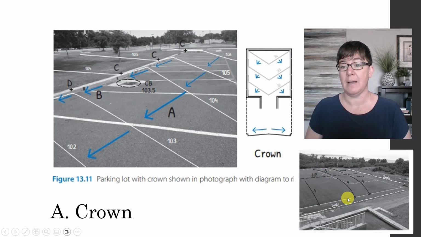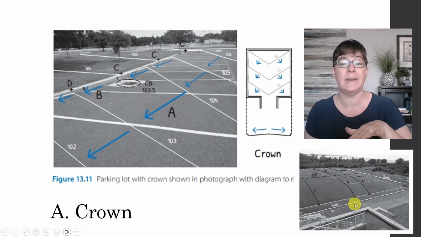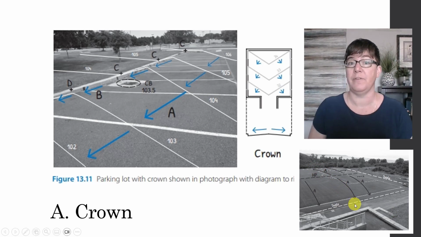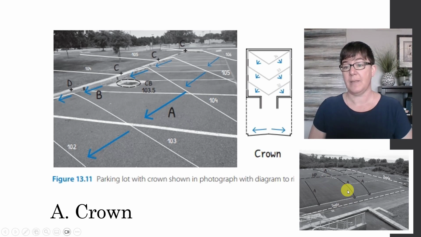Here is the crown shown for a sports field. It's typically more of a curve or elliptical, and it's going to be a very slight crown. And that's going to direct water to the edges, and in this case it's caught by a swale.